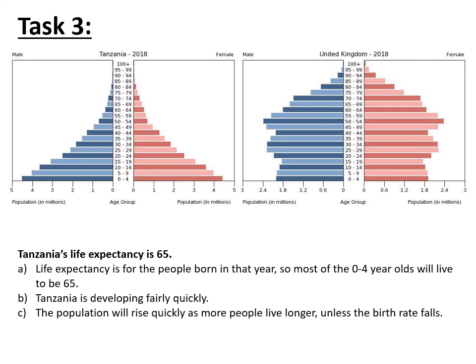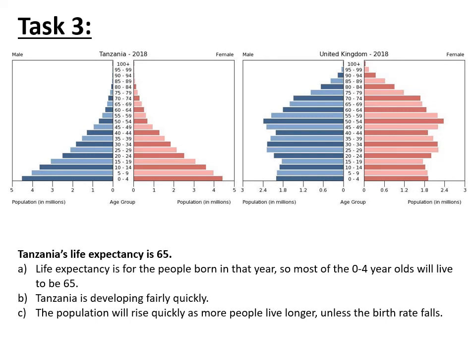Okay, so life expectancy for A is for the people born in that year. So when I say the life expectancy in Tanzania is 65, I mean if you were born in actually 2019, you can expect to, on average, live to your 65th birthday. So most of those 0 to 4-year-olds will live to be 65, or a lot of them will anyway.